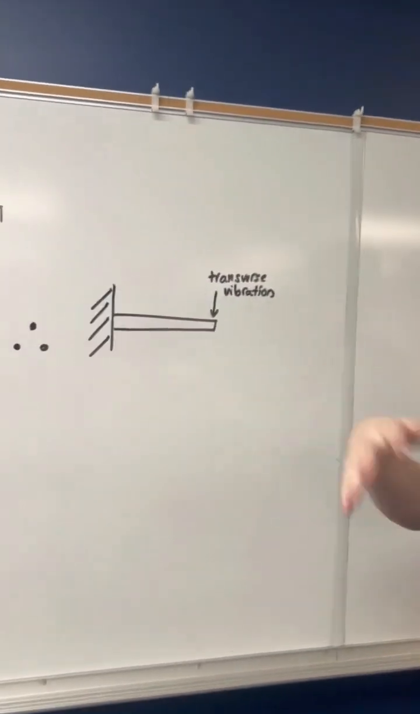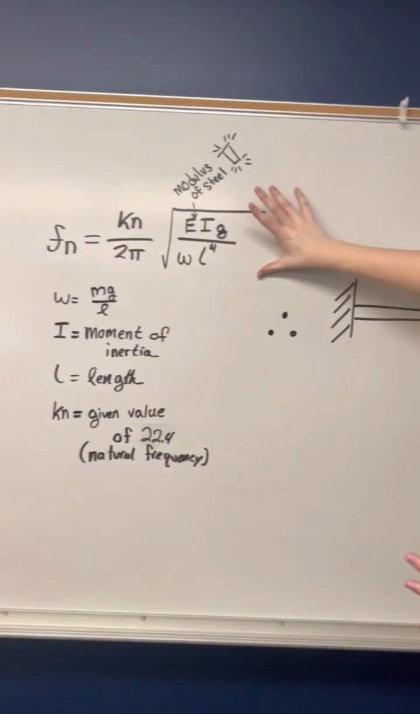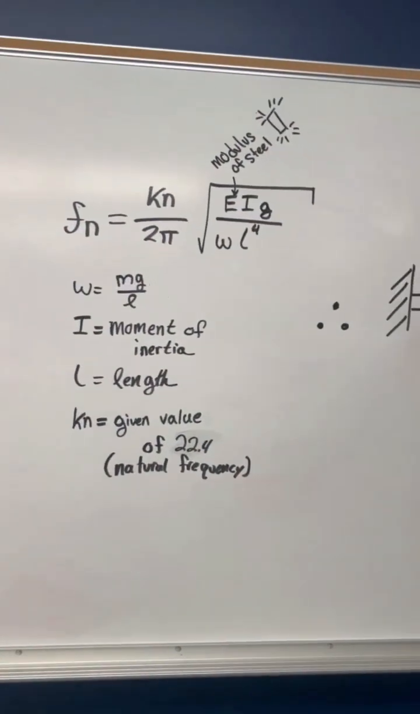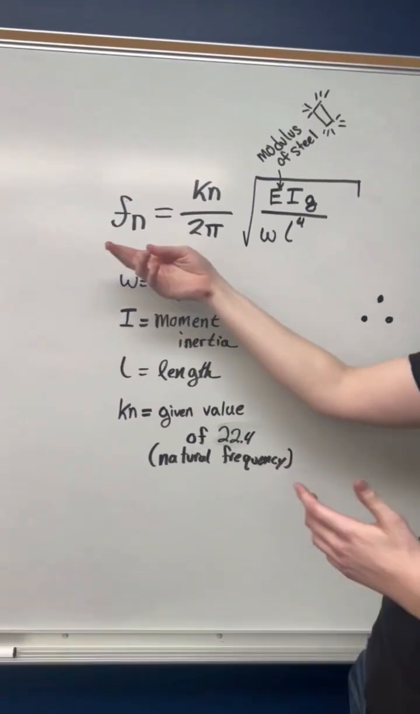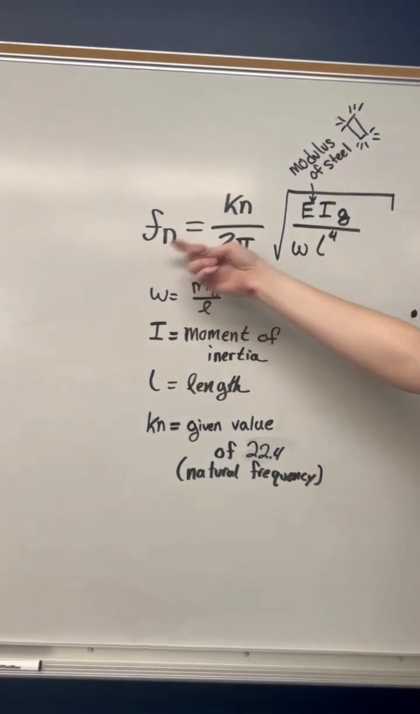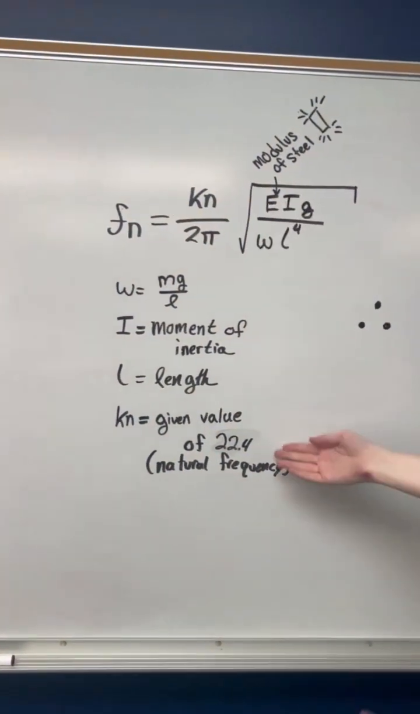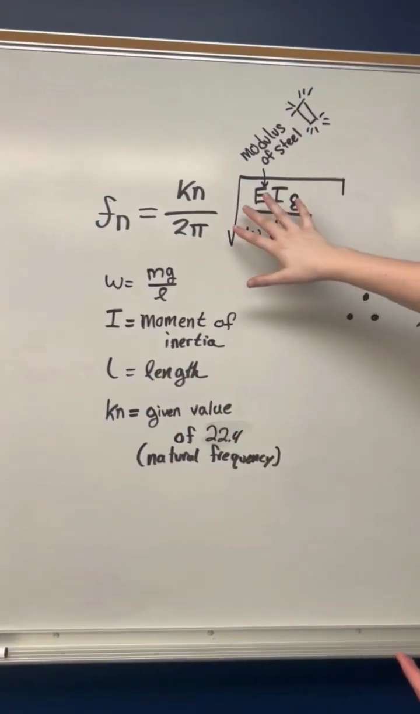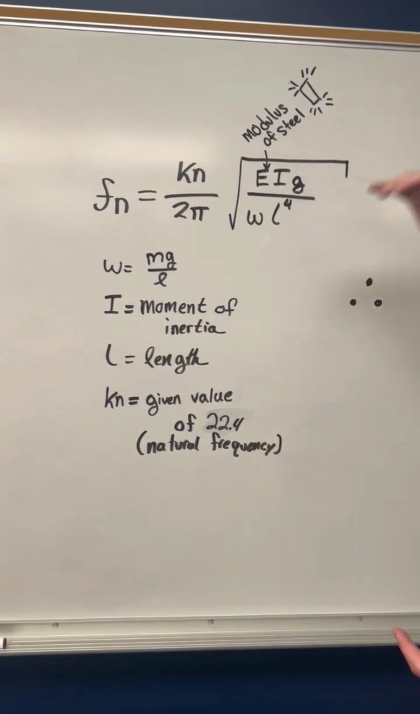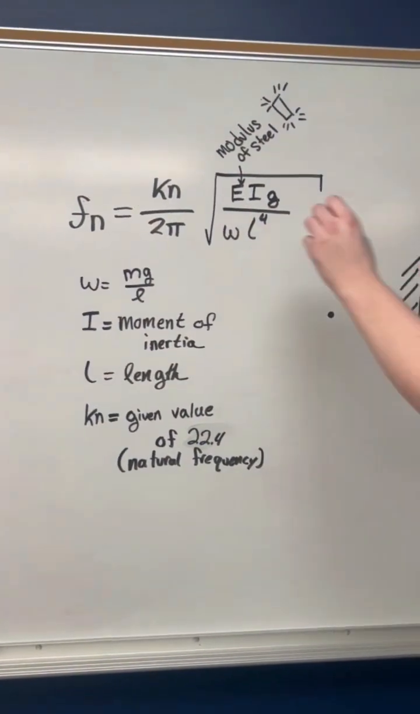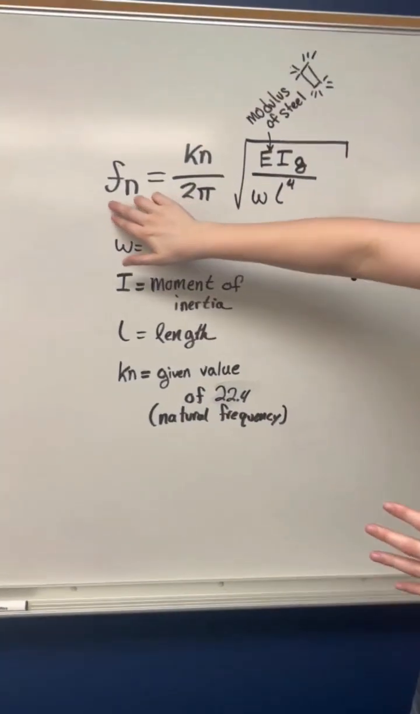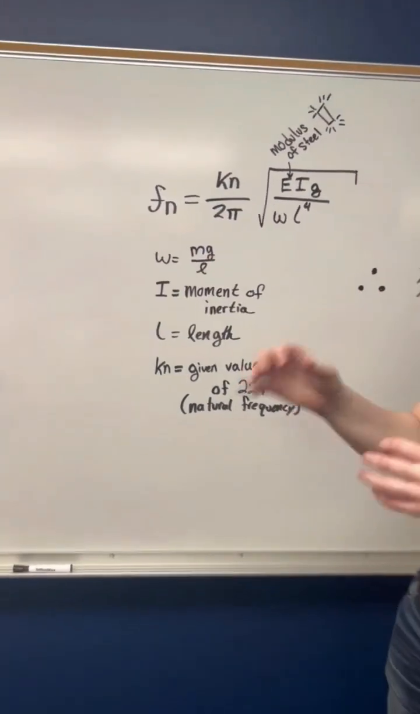Now, given the last lab, we have already calculated what the natural frequencies are for the material we are testing. This is using the natural frequency here, which is 22.4. That's the first one. We can then calculate, using the modulus of steel, the moment of inertia for the area, and a whole bunch of different values, what the frequency we'll actually see is.